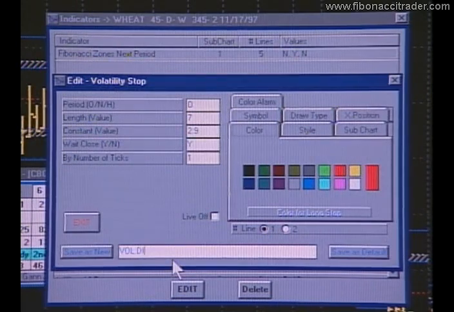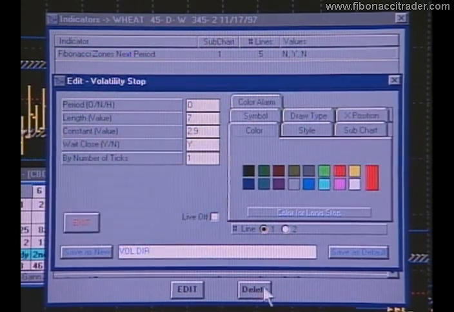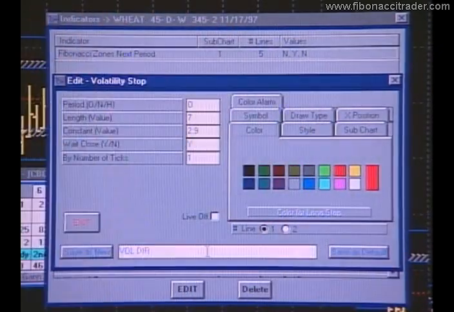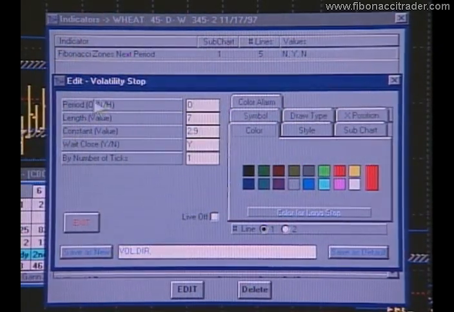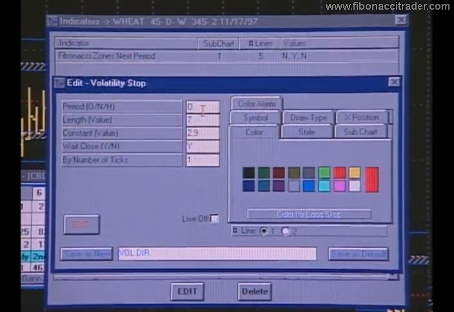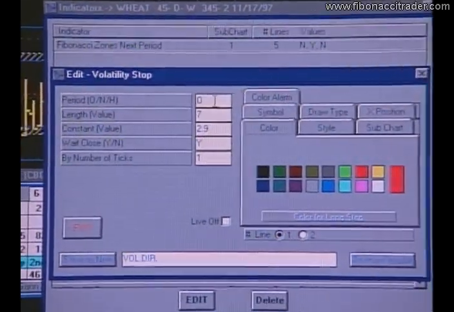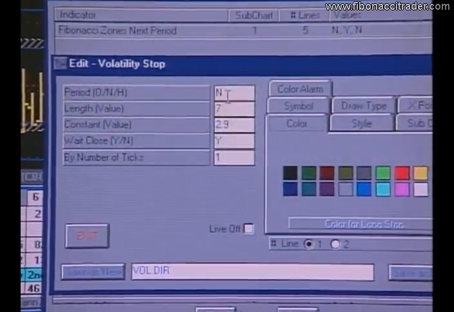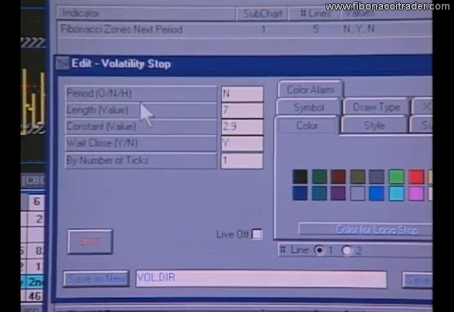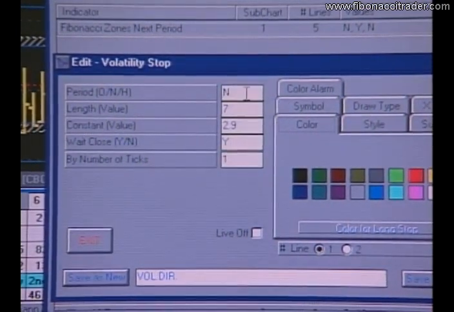Directional, DIR. Okay? So that's what we're going to call it, volatility directional. But you can call it whatever you like. The first line says own period. And you can write this down if you like. When you click on own period twice, it brings up the next time period, or the highest time period if you click on it again. But you can see it change from O to N. So that's step number one.